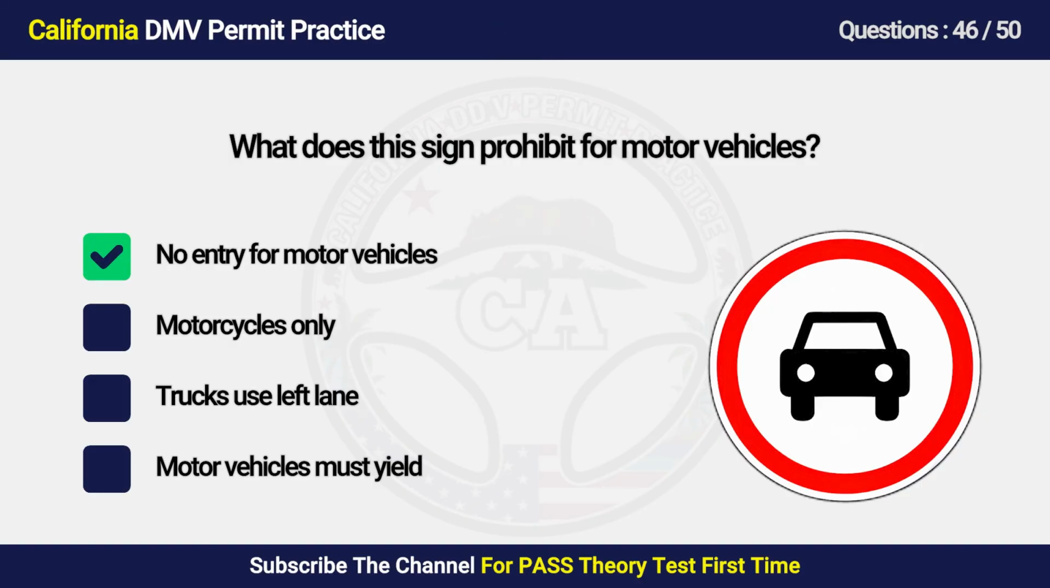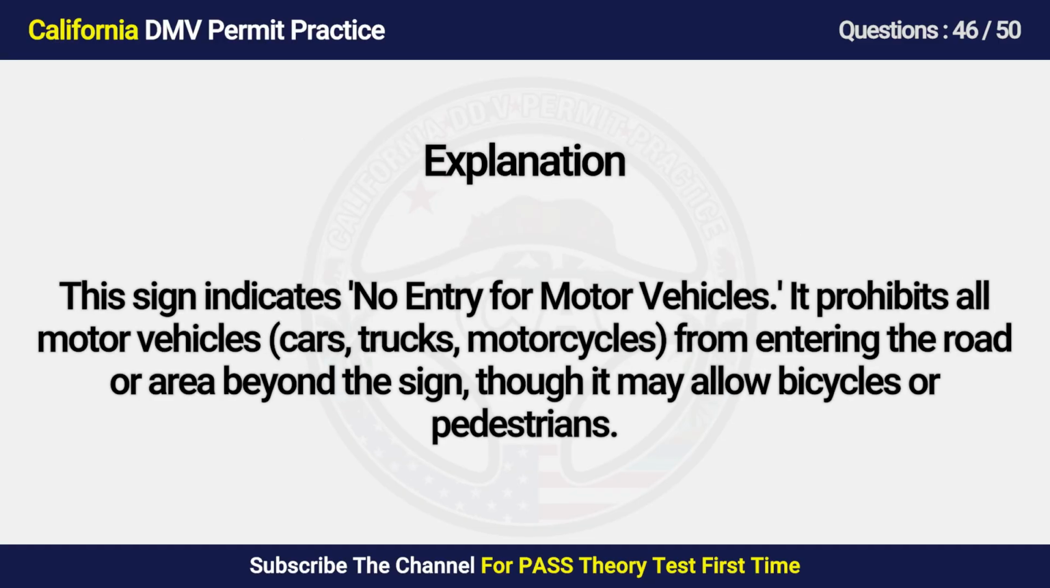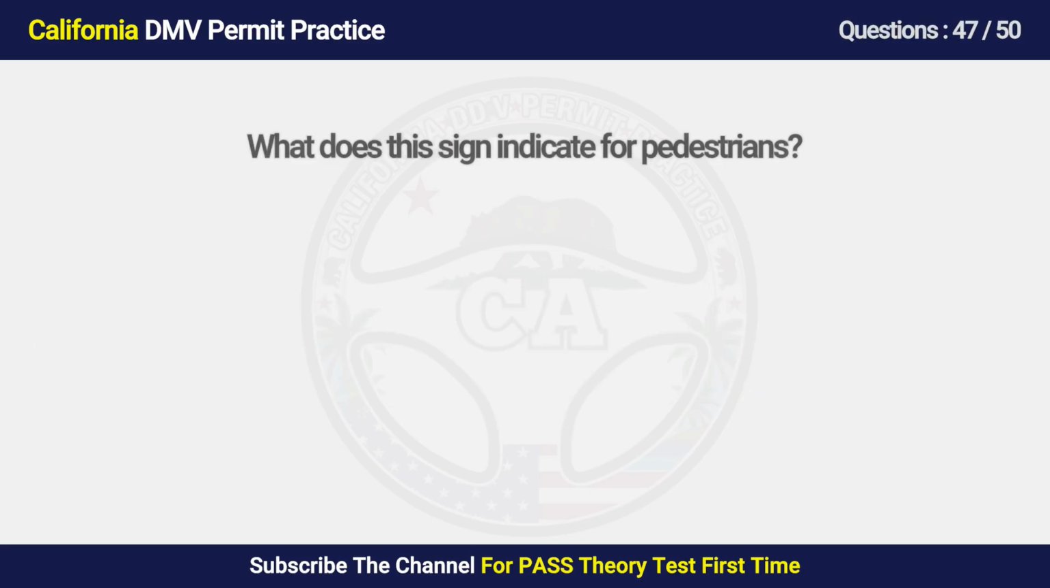Answer is A. No entry for motor vehicles. This sign indicates no entry for motor vehicles. It prohibits all motor vehicles, cars, trucks, motorcycles from entering the road or area beyond the sign, though it may allow bicycles or pedestrians.